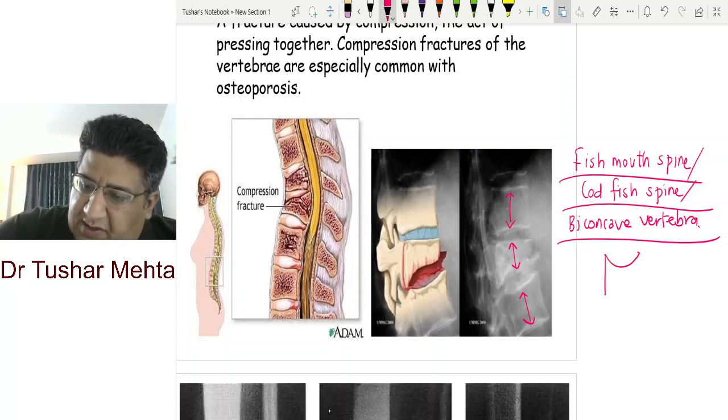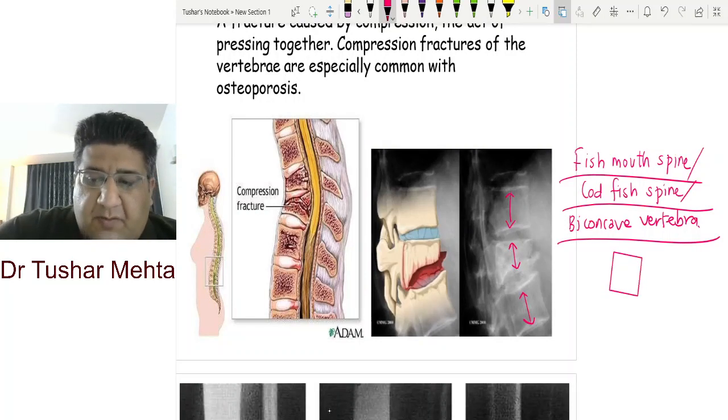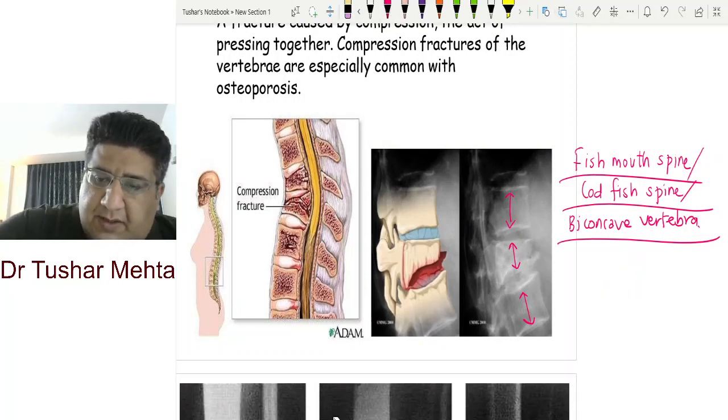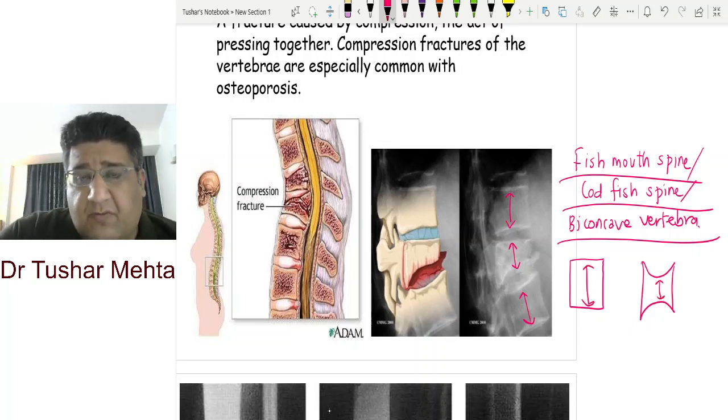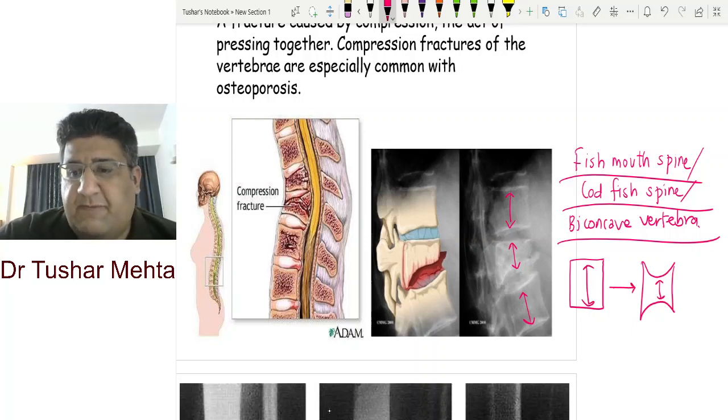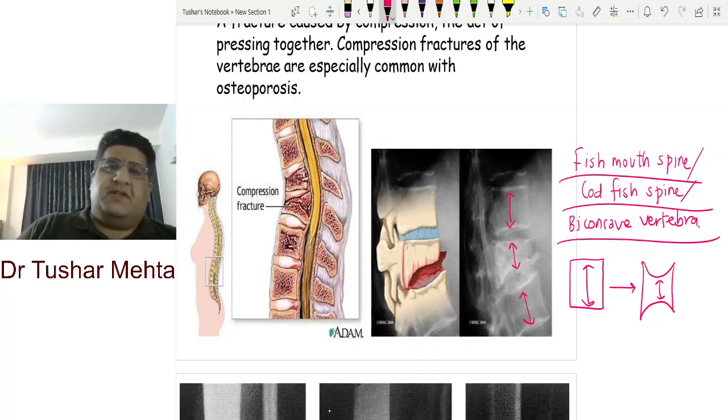You can very well see that this is a biconcave vertebra. Okay, I'll show it to you again. See, this is the normal vertebral body, and now you have a biconcave vertebra. So you can see the vertebral body column height here, and you can see the collapsed vertebral body height here. So one of the classical causes of this fish mouth spine is osteoporosis. As I've already told you, it leads to a kind of compression fracture.